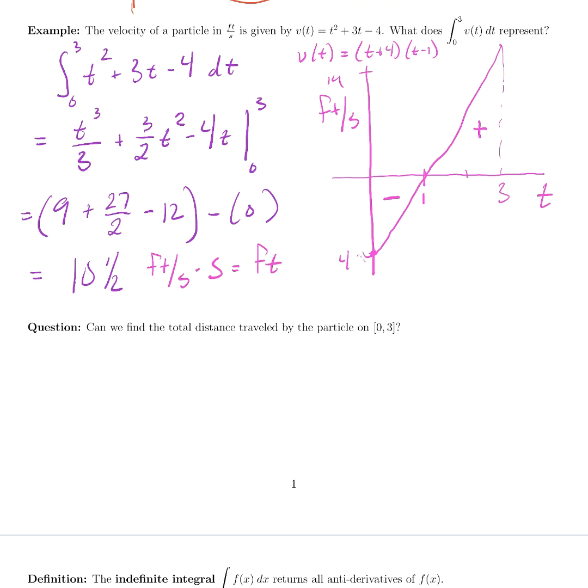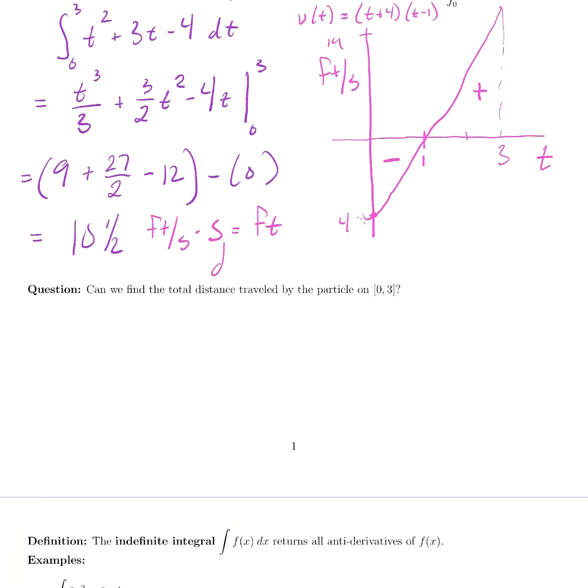So that 10 and a half represents a number of feet, but it actually represents not how far this particle has traveled. It represents its displacement, because from 0 to 1 it was traveling backwards, and then it starts going forwards. It went 10 and a half feet further forwards than it did backwards. So it went backwards, then went forwards, and ended 10 and a half feet away from where it started. So this is its displacement.